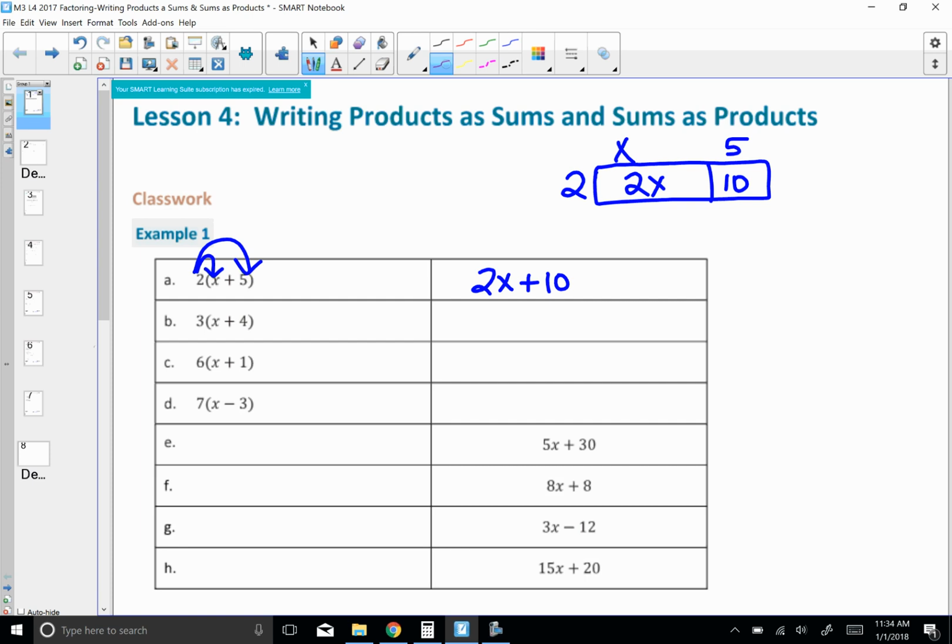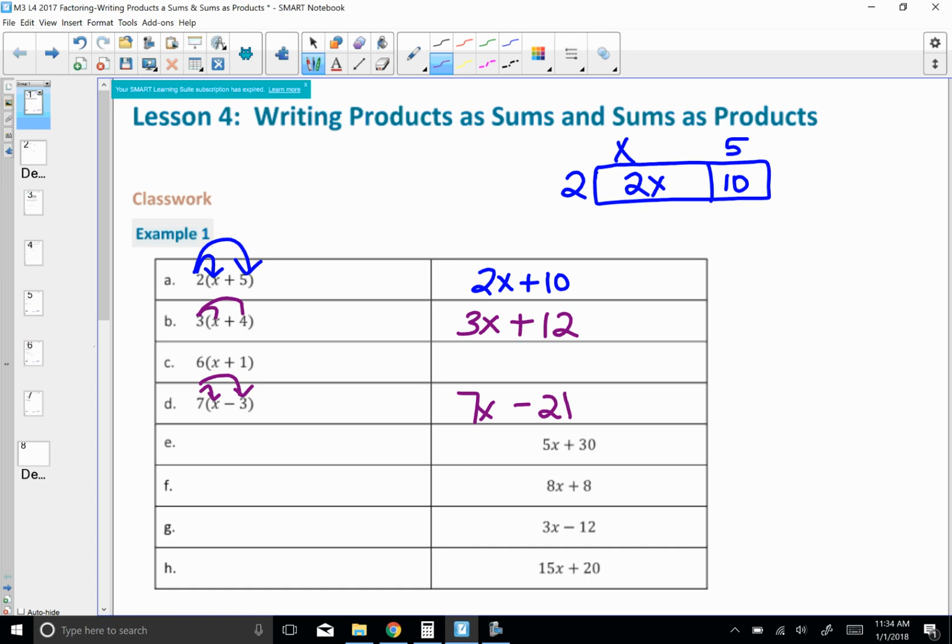So if I do that for letter B, I can draw it out again, make 3 copies of x, right? And then 3 copies of positive 4. That's going to give me 12. If I skip to letter D, the only difference in letter D, I still have to do the operation in the parentheses first. The other two were both addition. This time it's subtraction. Can I take 3 away from x? No, they're not like terms. So I'm going to hand out 7 times x, 7 times. And then 7 copies of negative 3 is going to be negative 21.